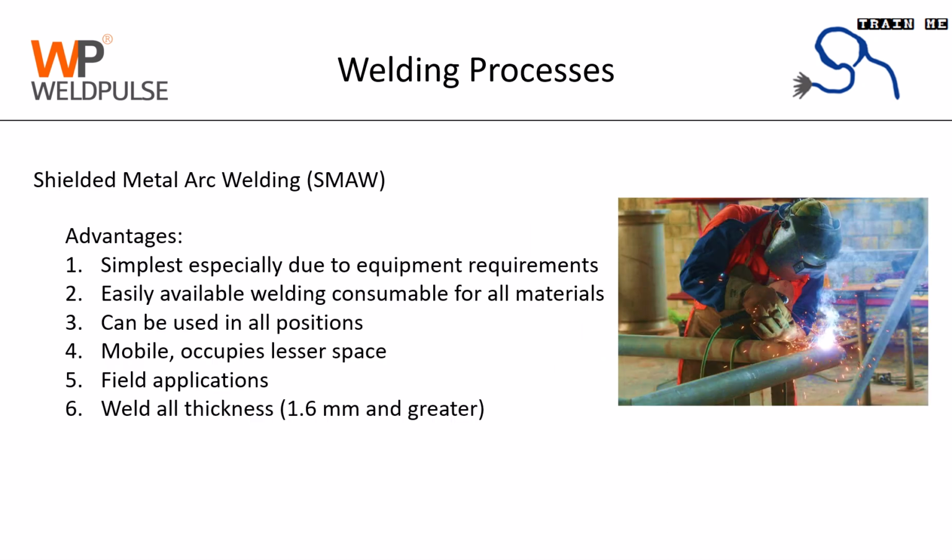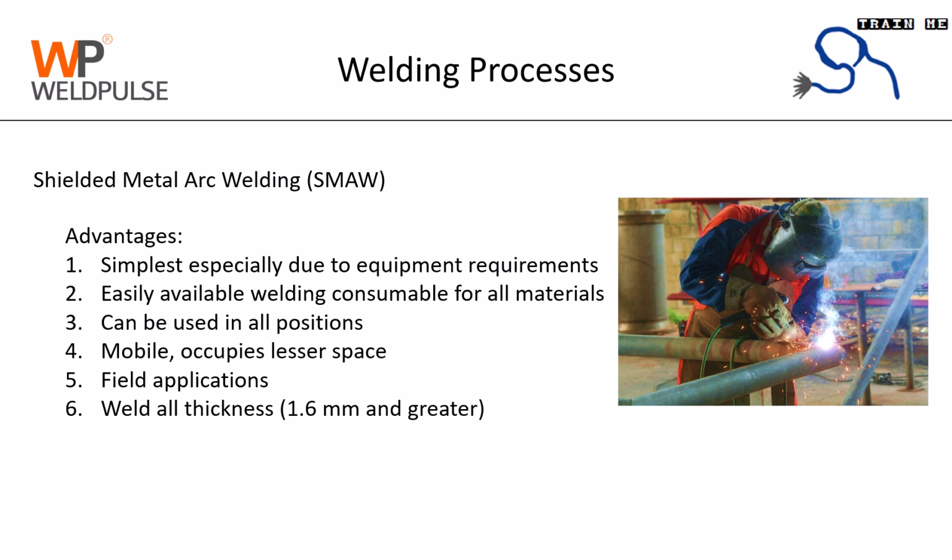Shielded metal arc welding is the simplest welding process. It requires less capital to arrange the necessary starting welding equipment. Electrode availability is not a concern. Those are available for almost every material. The process is flexible to use in all positions.